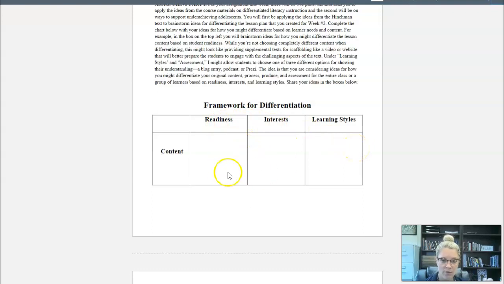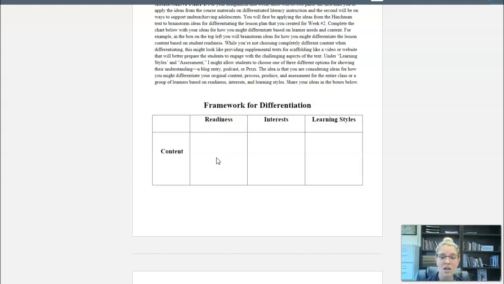So for example, for the content, and I kind of mentioned there, it's not that you're just all of a sudden saying, oh, now they're not reading the article they were going to read, but you may add additional supplementary content to help students who aren't quite ready, students who are struggling readers, that may help them better understand the content.